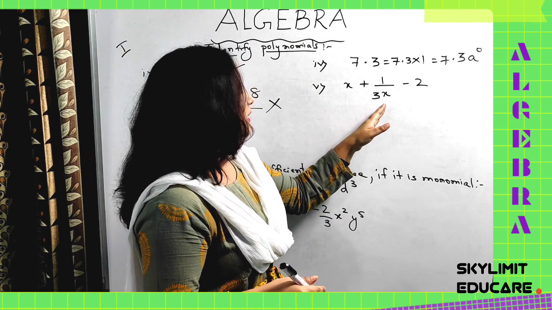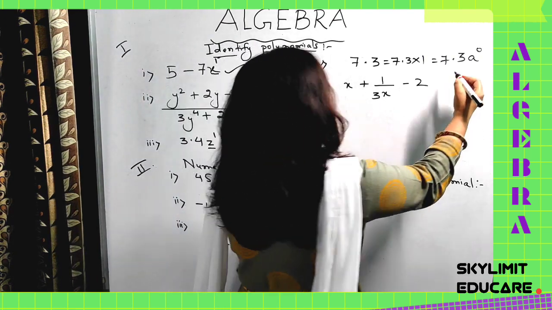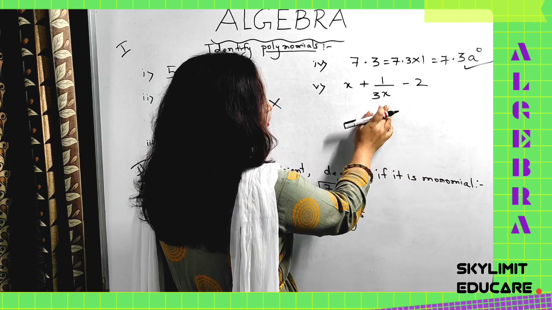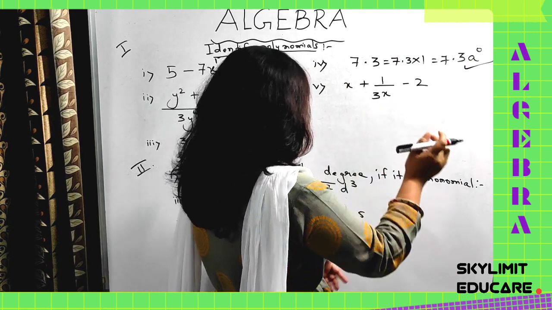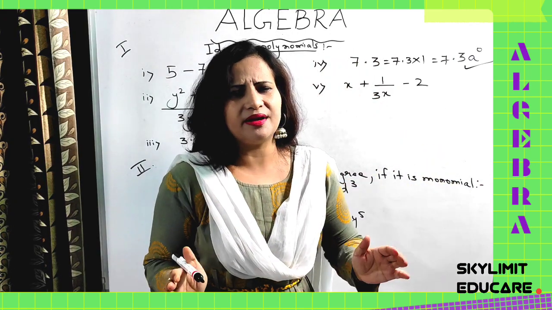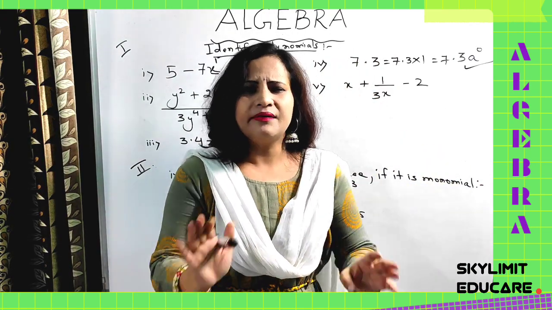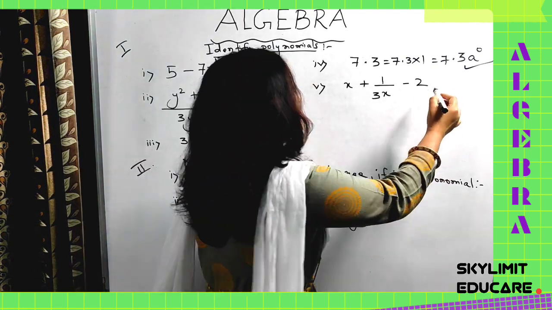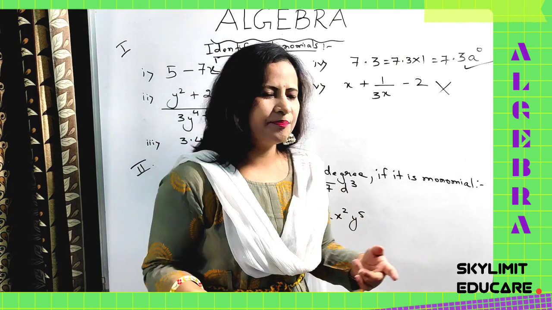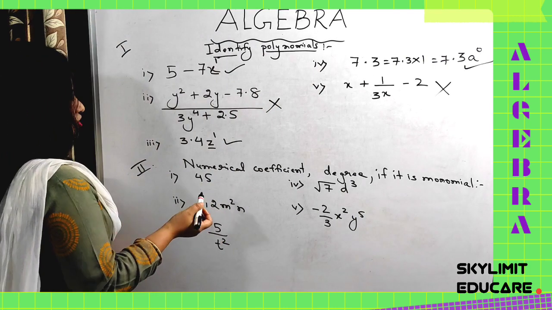Now next is what? You can see the fifth question. Is this also a polynomial or not? No, it's not a polynomial because you can see a variable in the denominator. See, the most important thing is whenever you see any variable in the denominator, understand that it is not a polynomial, right? This is the best way of finding it out. Or if you see a negative power, okay? Now let's come to the next question.